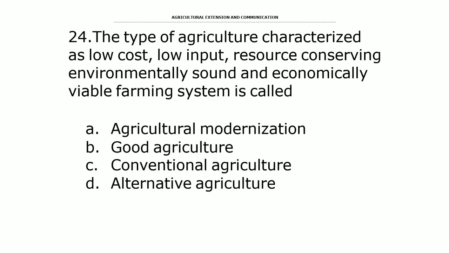Number 24. The type of agriculture characterized as low cost, low input, resource conserving, environmentally sound and economically viable farming system is called A. Agricultural modernization, B. Good agriculture, C. Conventional agriculture, or D. Alternative agriculture. The answer is alternative agriculture.